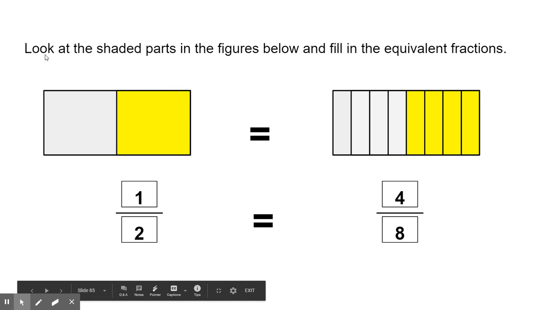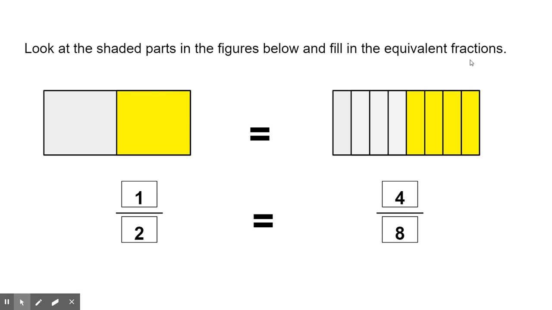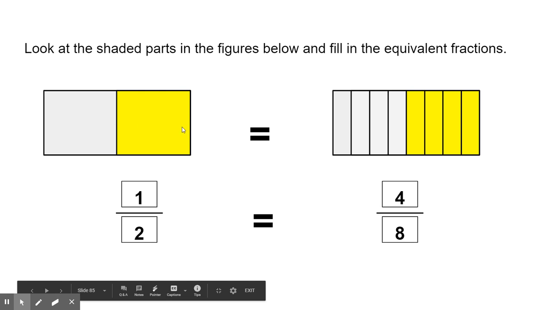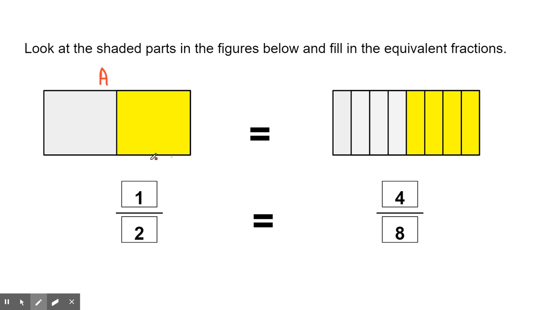There we go. We're going to look at the shaded parts in the figure below, and we are going to fill out the equivalent fraction. So the first fraction for shape, I'll label this A again, for shape A is 1/2.